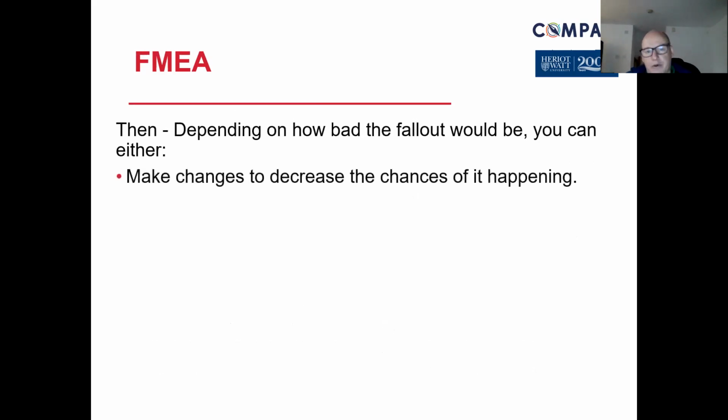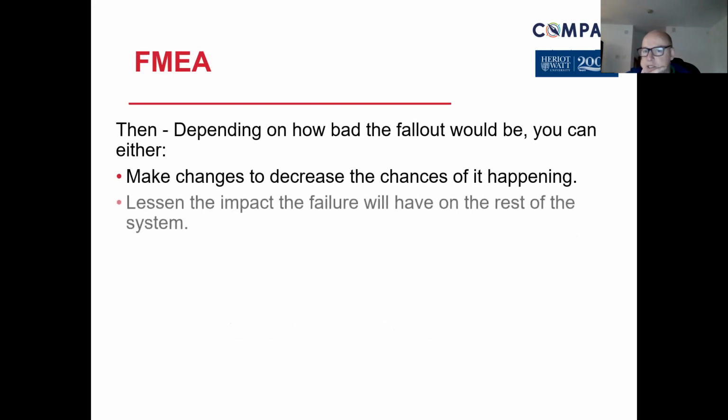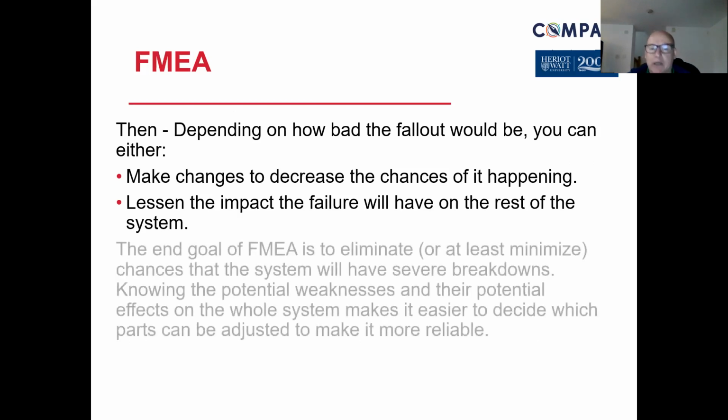So once you've thought through that, how could it fail? How could it go wrong? Make changes to decrease the chances of that happening. If we take our material, perhaps we say the limit we have is 120 degrees. Lessen the impact the failure will have on the rest of the system, and also have a backup plan when we consider that. So what is that limitation, and how can we learn from it and use it?